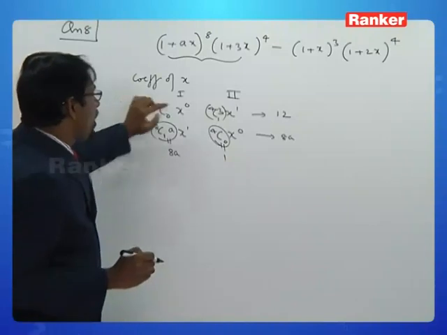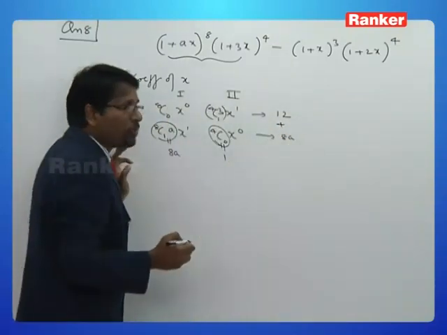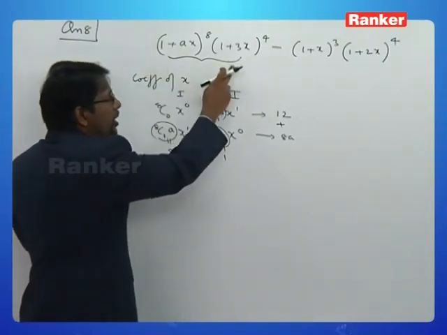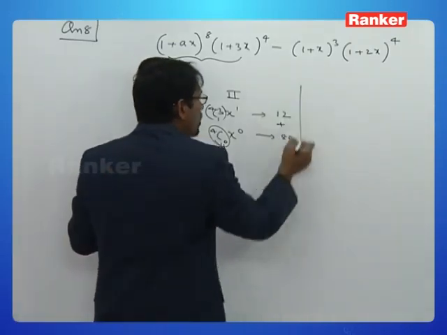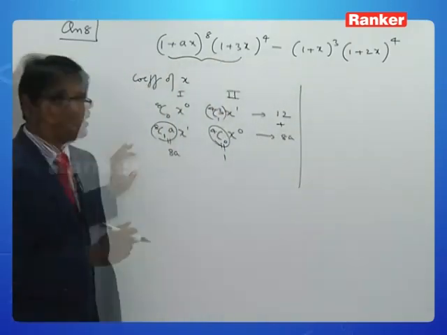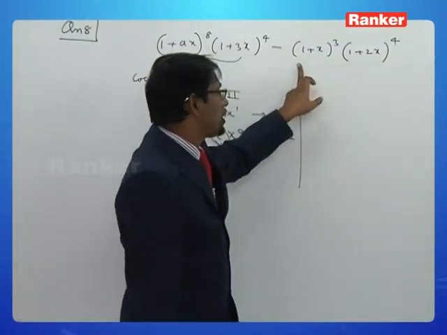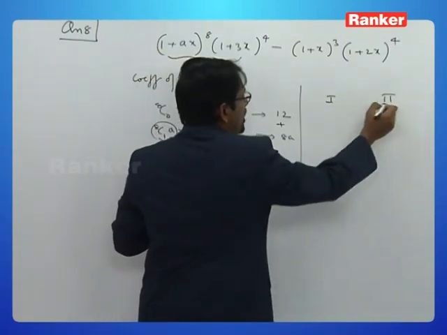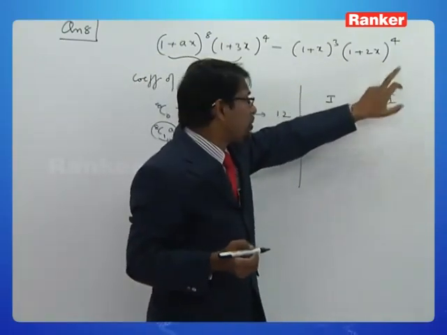Now either this way or this way, when you group the terms, that coefficient will be 12 plus 8a. So the coefficient of x power 1 in this product will be 12 plus 8a. Okay, so that's about the first part of it. Again, look at the second part here. Again, this has two parts. It's a product of two expansions, (1 plus x) whole cube and (1 plus 2x) to the power 4.